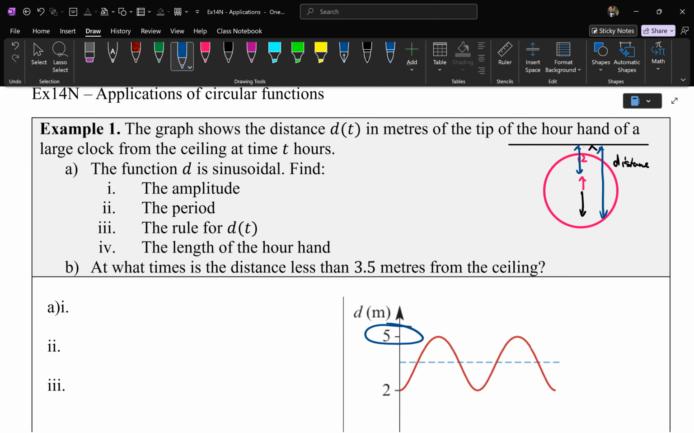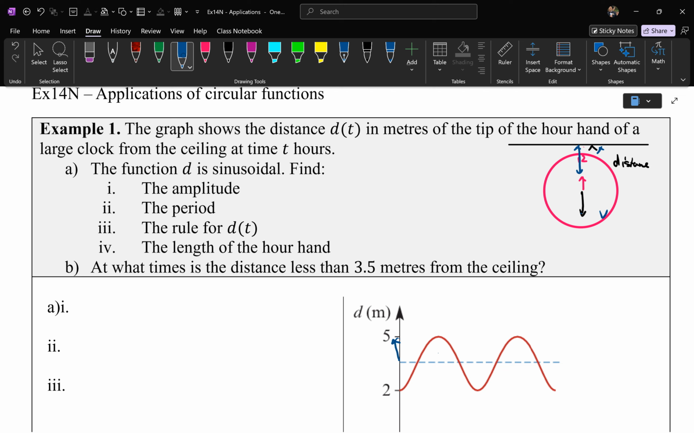That's the furthest distance from the ceiling. So when it's at 5, what we're seeing here is that this is the furthest distance it can be away. It's 5. And then as it rotates back, it gets closer to the actual ceiling. So it becomes 2, then back to 5, then back to 2. So now that we've got a picture of the problem, even if you weren't able to picture that, you can still work out the amplitude from this graph.